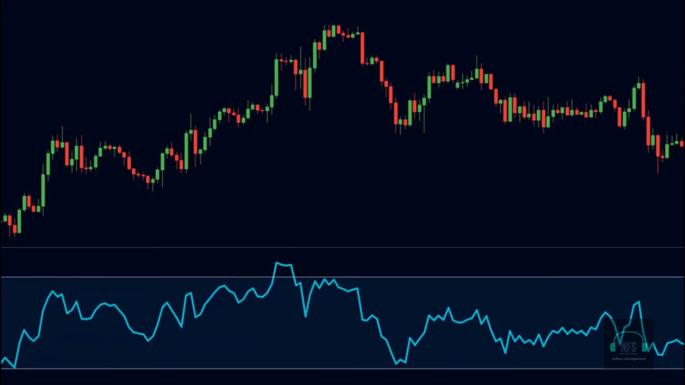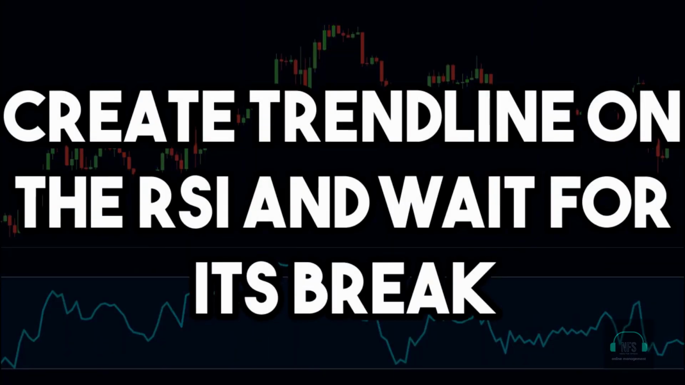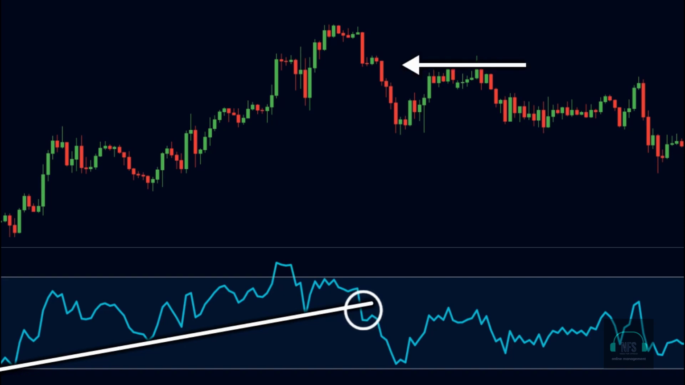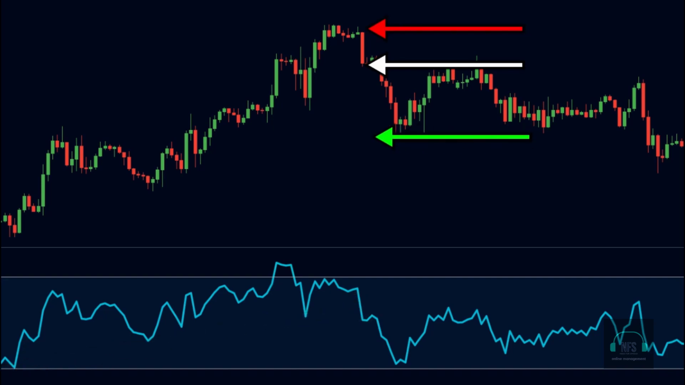So we now want to sell. But when do we enter? For our entries, we will create a trend line on the RSI and wait for its break to sell. For instance, here is the trend line on the RSI. Here we see that the RSI has broken its trend line, so we can sell here. We will keep our stop loss above the previous swing high, and we can place our targets at a 1.5:1 risk to reward ratio. As you can see, the price made a strong down move after our entry.